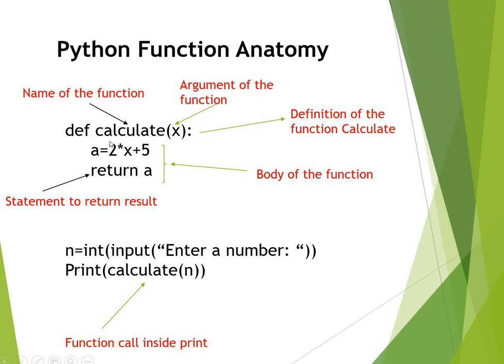So the function definition should start with the keyword def, the name of the function, then within parentheses the arguments, and a colon. This is the definition of the function calculate, and after indentation, a = 2 * x + 5. Again after indentation, return a. These two statements are the body of the function. This is the name of the function and the argument, and this is to return the result. Print is not given; we return the result.